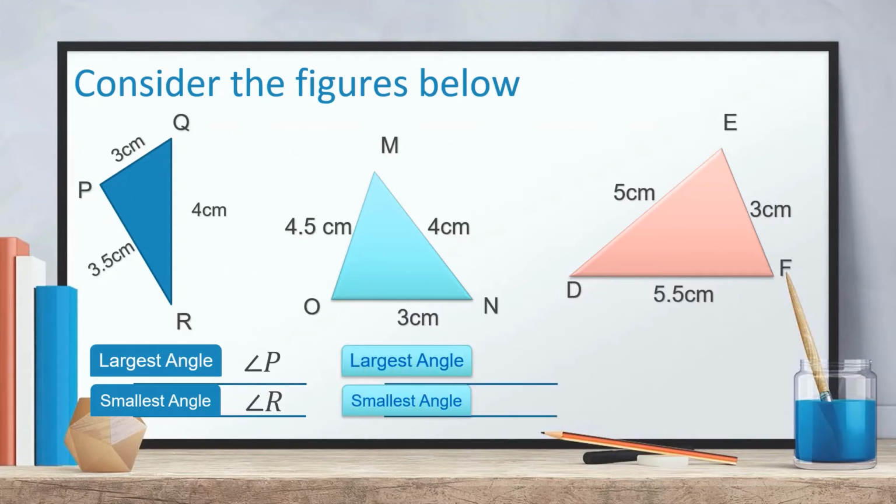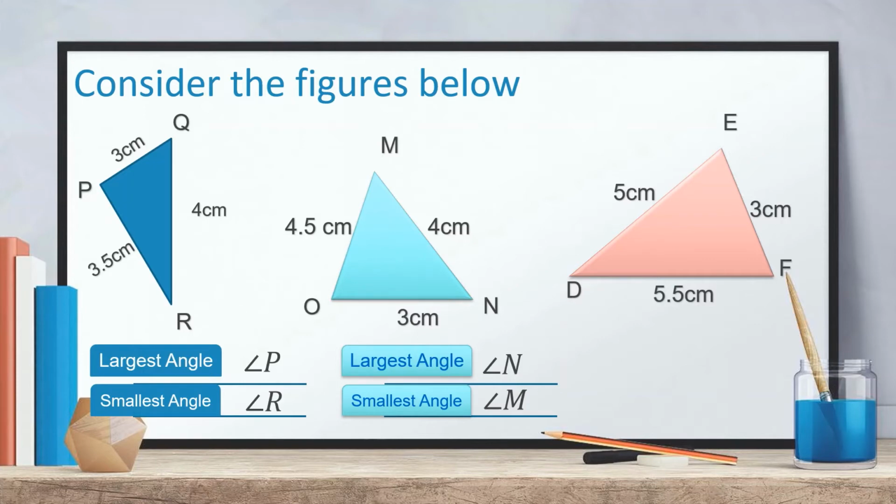Okay, so to identify the largest angle, so tingnan natin yung longest side. So ang longest side ay OM. And opposite OM is angle N. So therefore, angle N is the largest angle. Okay, so to identify the smallest angle, so identify muna natin yung shortest side. So the shortest side is ON, and opposite the shortest side is angle M. So angle M now is the smallest angle.